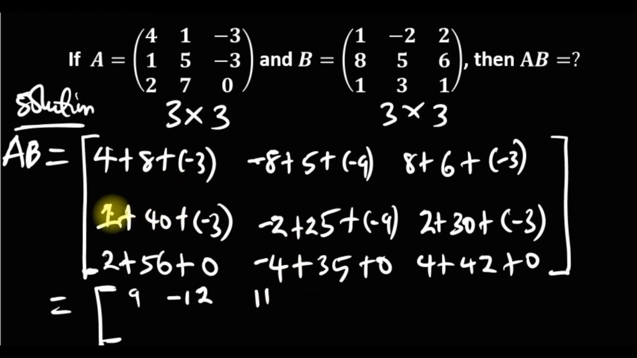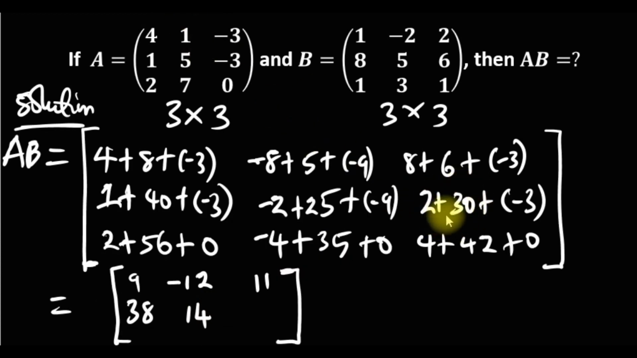So we'll move to the second row. 1 plus 40 is, or maybe 40 minus 3 is 37, plus 1, 38. 25 minus 2 is 23. 23 minus 9 is 14. And so 2 plus 30, or maybe 30 minus 3, 27 plus 2, 29.